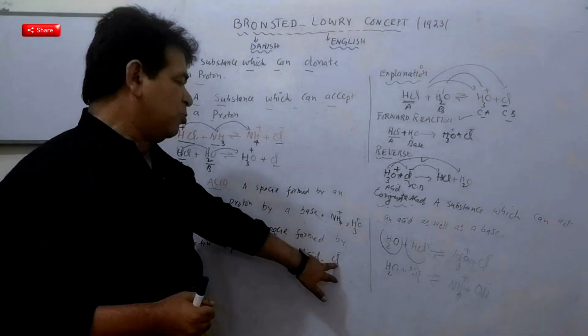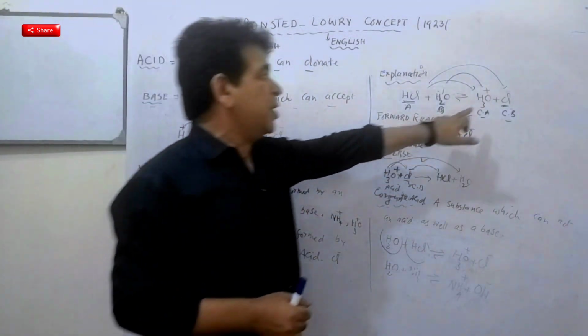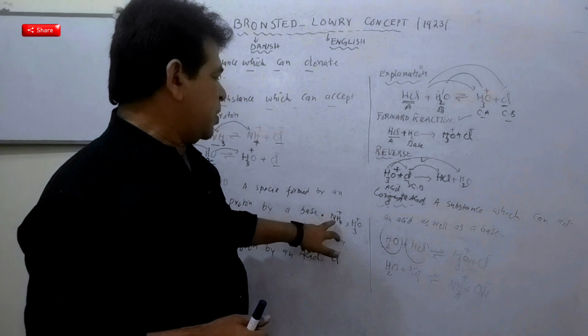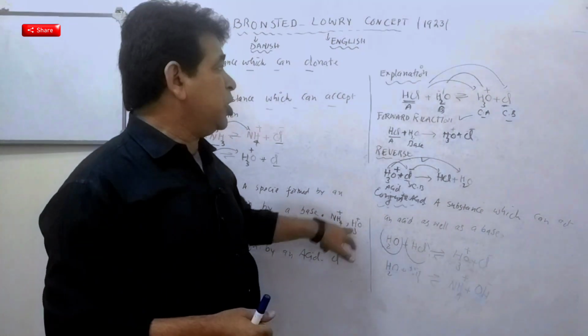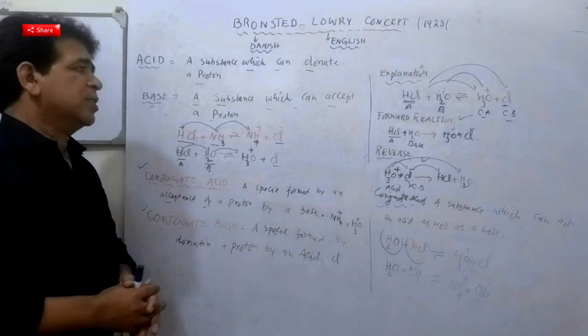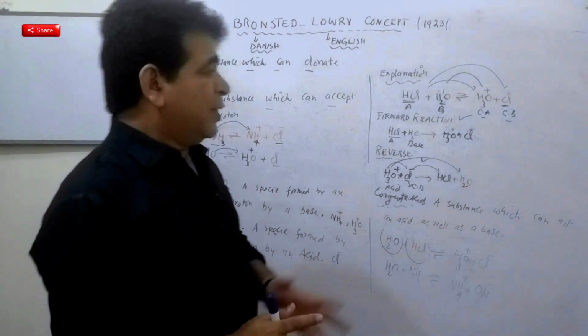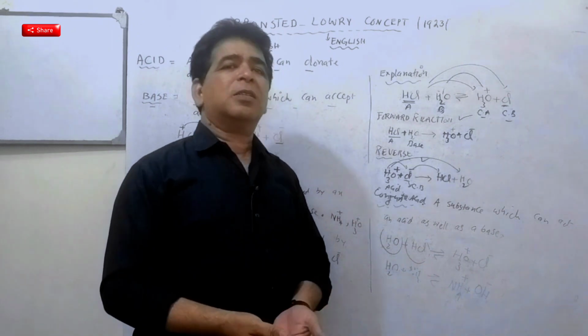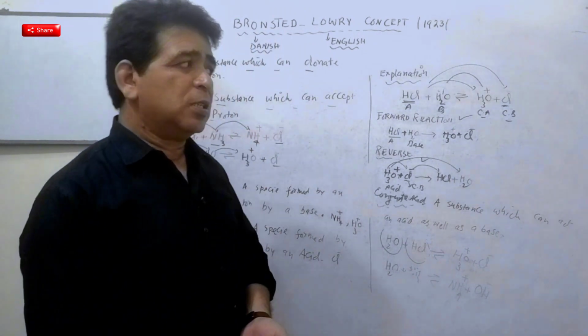The examples of conjugate acid are ammonium ions and hydronium ions, as the hydronium ion is present here, and chloride is a conjugate base, as I mentioned here. You can see in this equation. This is a basic concept, dear student, often asked about the conjugate acid and conjugate bases.